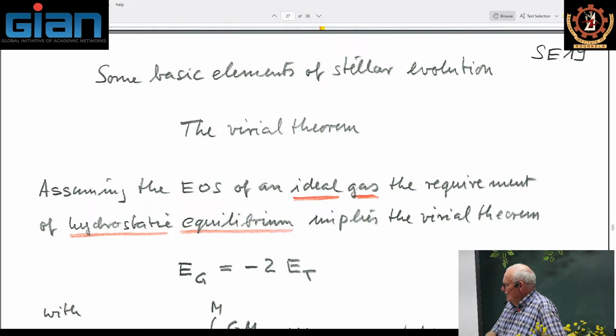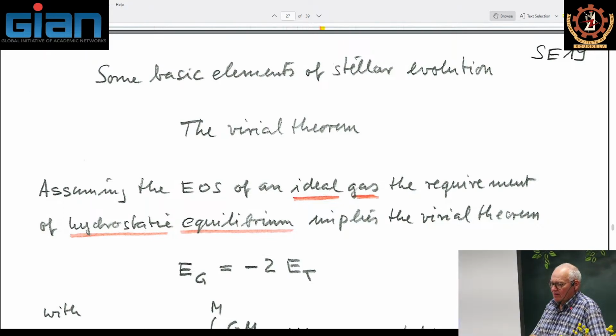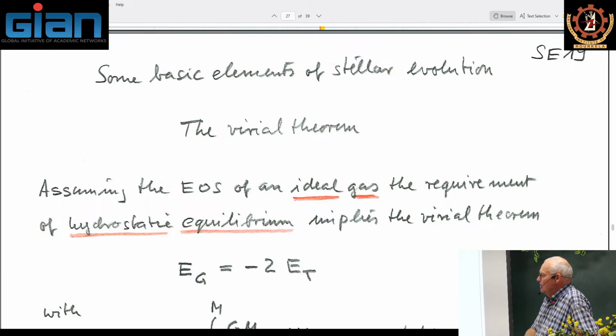How they are responsible for driving stellar evolution, and what needs to be considered and discussed once these theorems are no longer valid. Okay, let's first turn to the virial theorem.